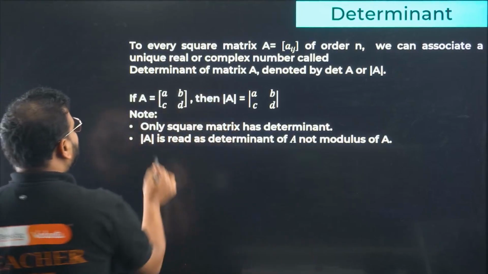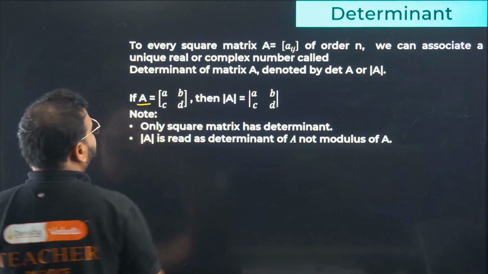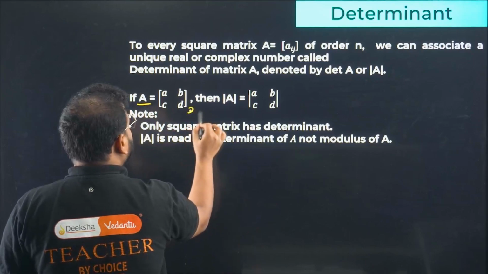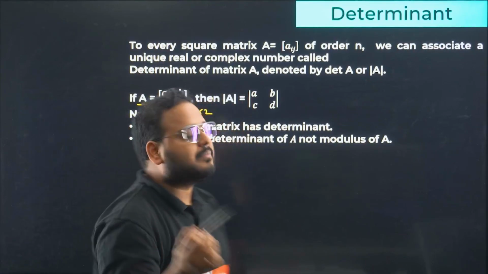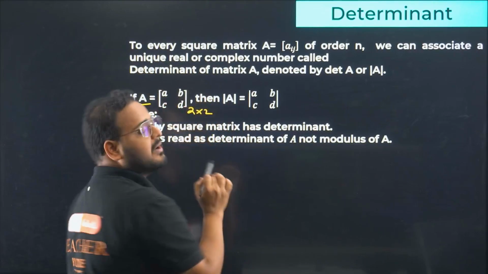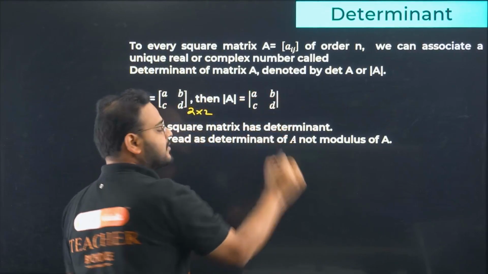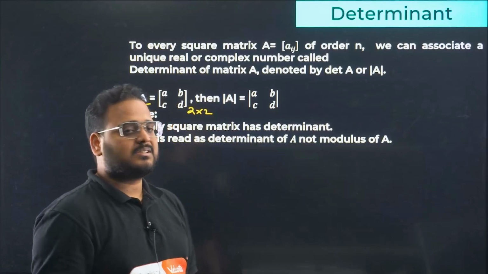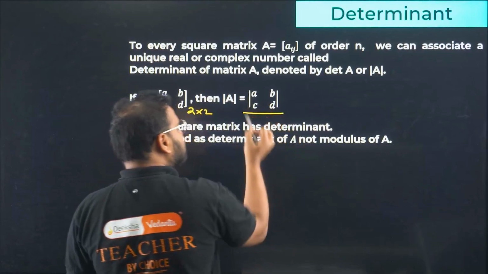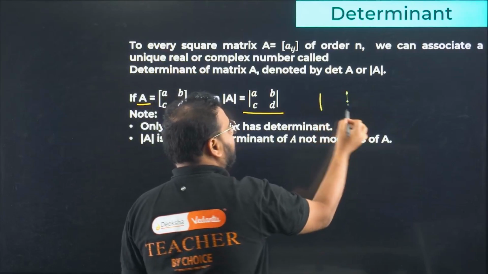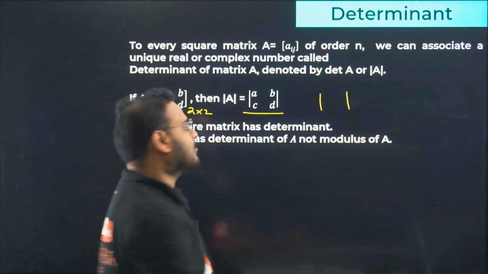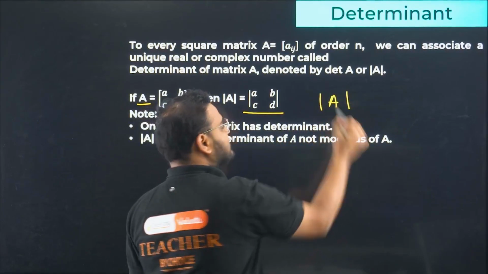Now, let's say I have a matrix A, a 2 cross 2 matrix. 4 elements are there, A, B, C, D. Then how do we write it in determinant form? Simply remove the brackets of the matrix and put these bars. It's not modulus. This is not modulus. It is basically the determinant of the matrix A. We call it the determinant of the matrix A.